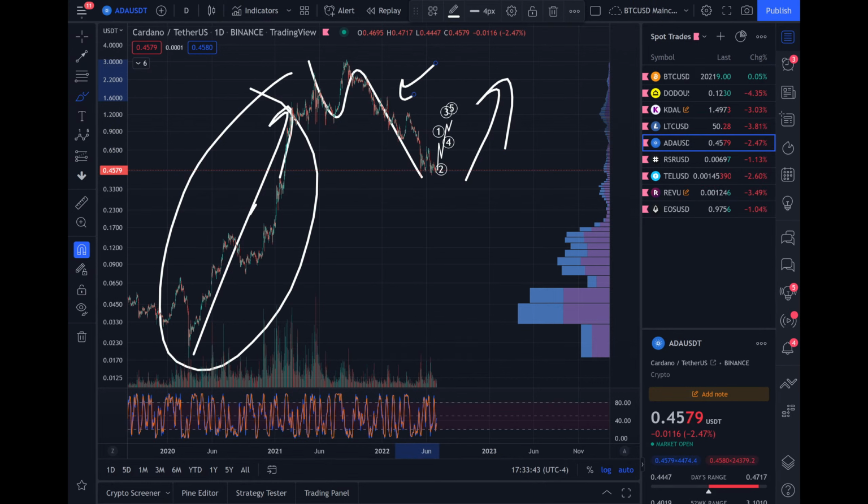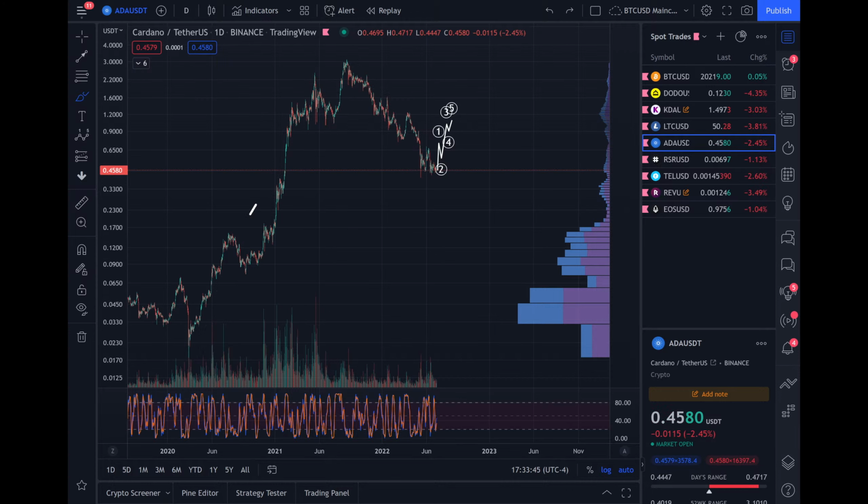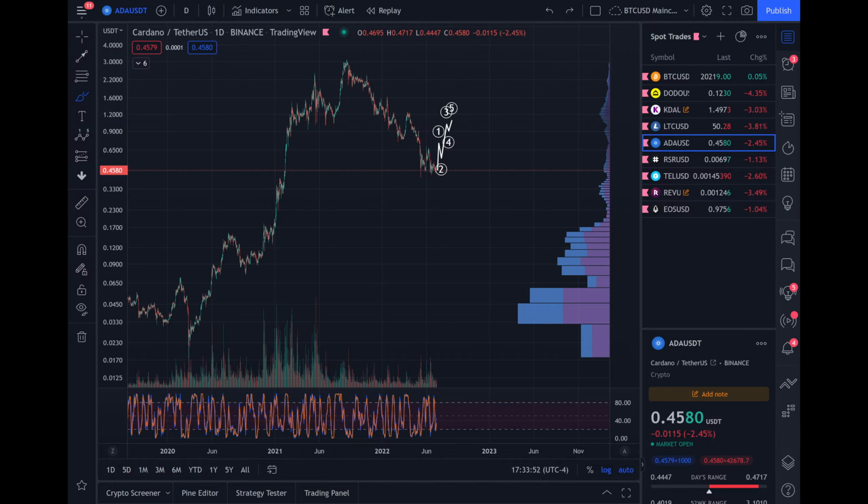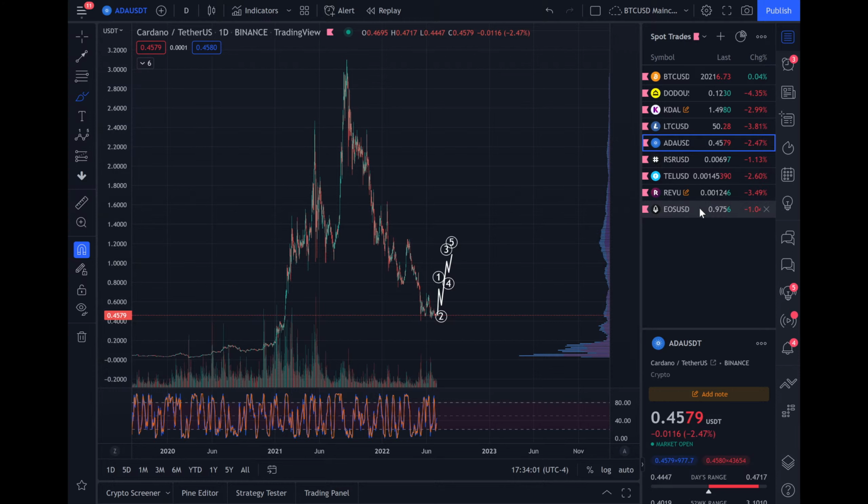Does that make sense? So yeah, I know it's been 400 some odd days that we've been in a corrective downtrend, so we don't even remember what it feels like to be impulsive, right? So yeah, can't blame anybody for thinking that is unlikely, but that's what I'm seeing.